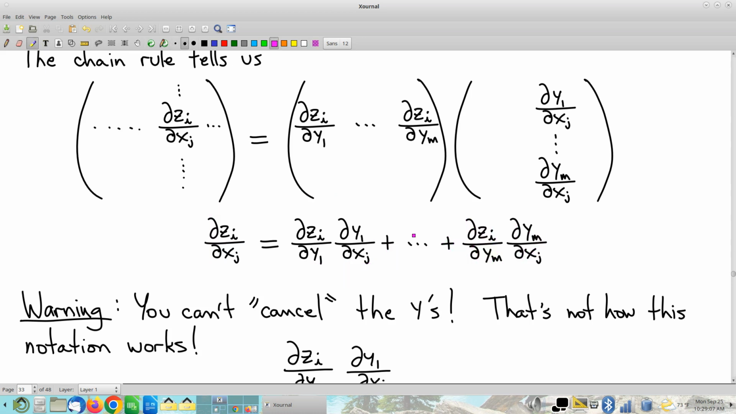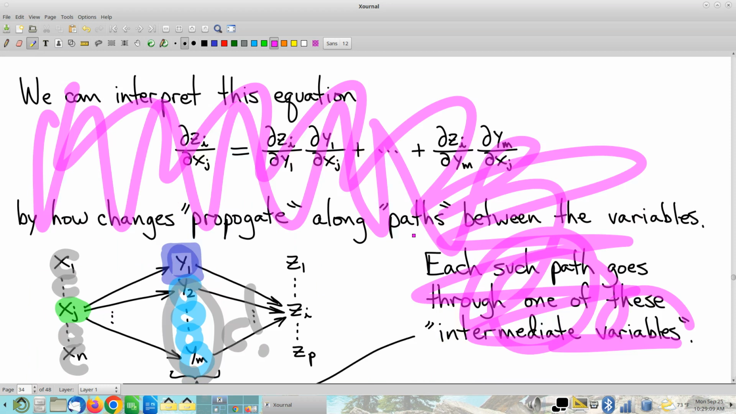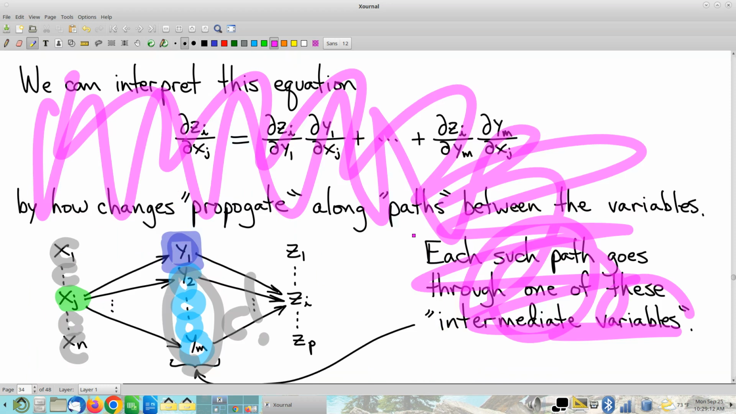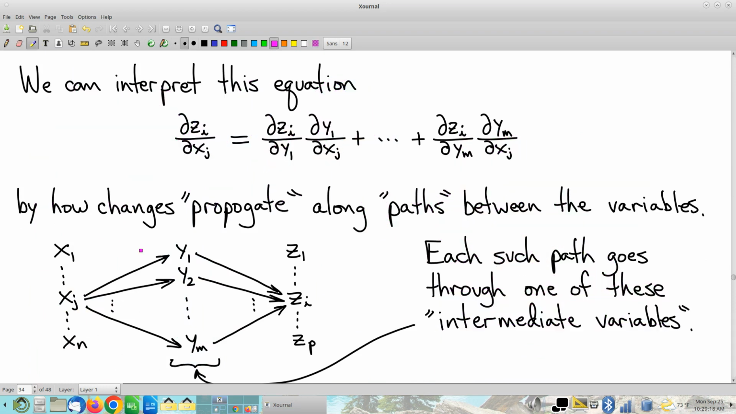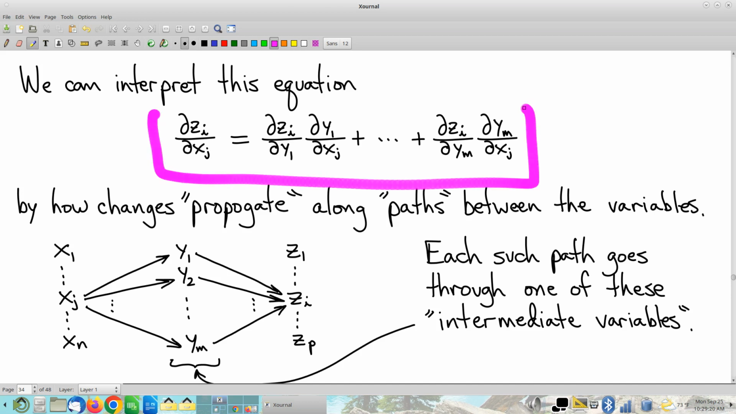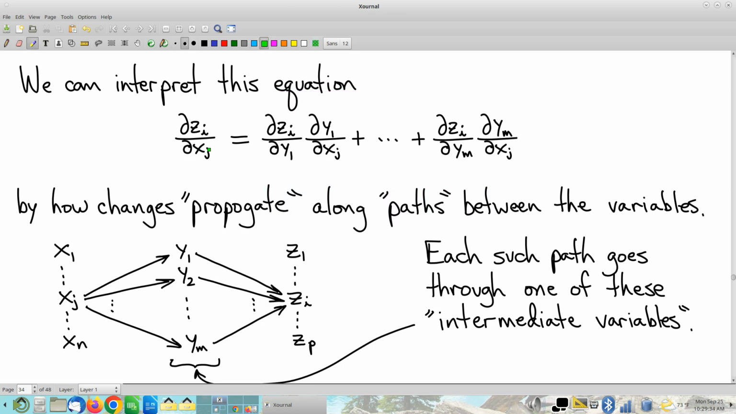All right, so moving along. Let's try to make sense out of this equation now. For convenience of reference, I have recopied it right here. What does that look like with respect to the diagram, and how might we make it make sense from the point of view of the diagram? So here's the idea. We're going to assume that xj is changing by some amount. It's a partial with respect to xj, so again, all of these other x variables we're going to assume are being held constant.